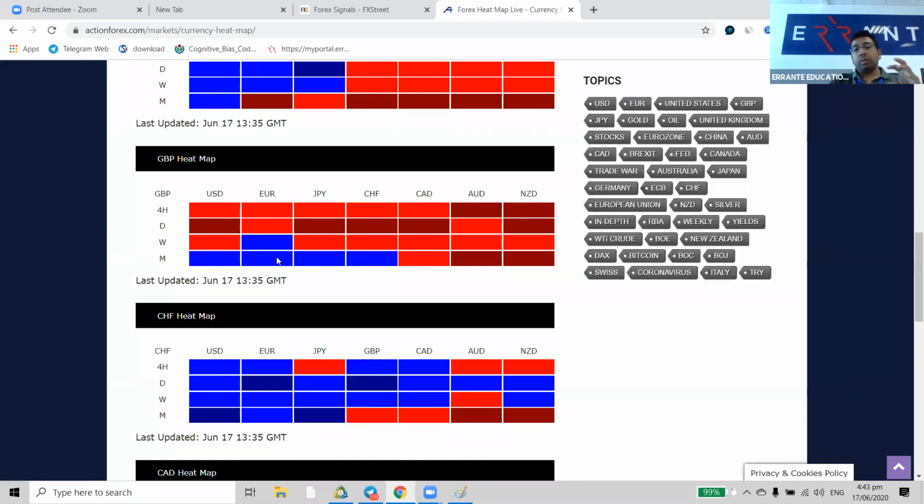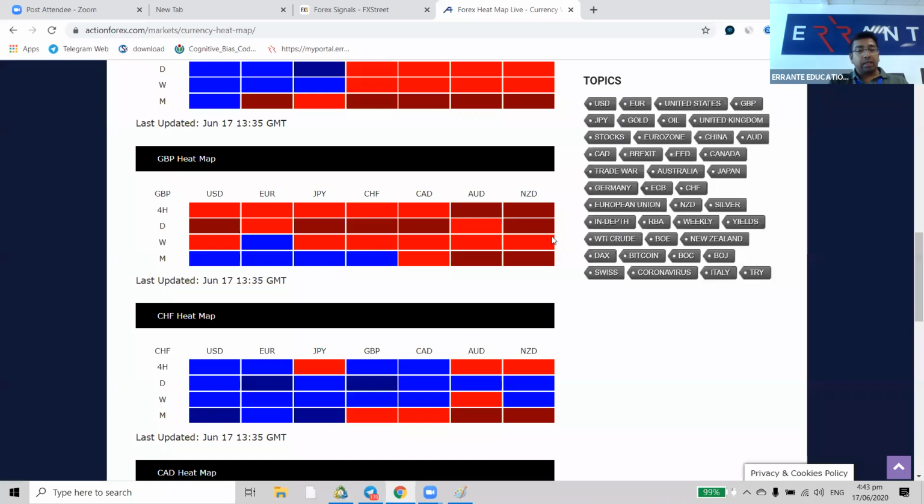So with the GBP, as we can see here, GBP is seen to be weaker than commodity currencies. Okay, what are the commodity currencies? They are the CAD, which is Canadian dollar, because they are one of the main producers of oil, so they are called the commodity currency.